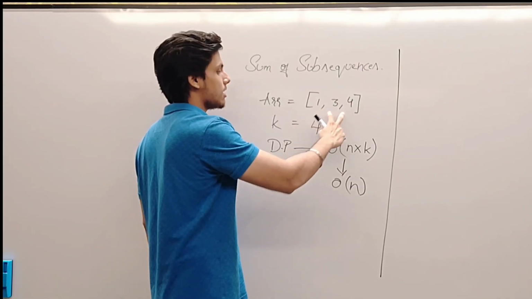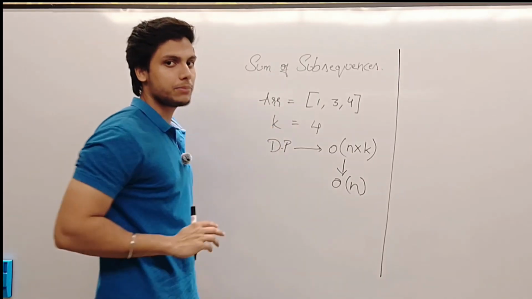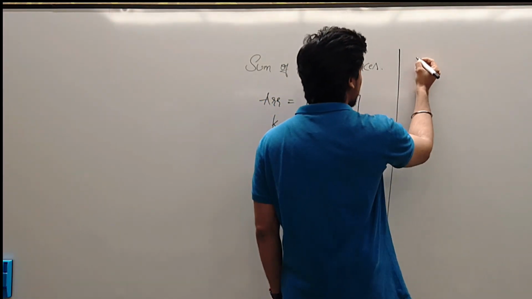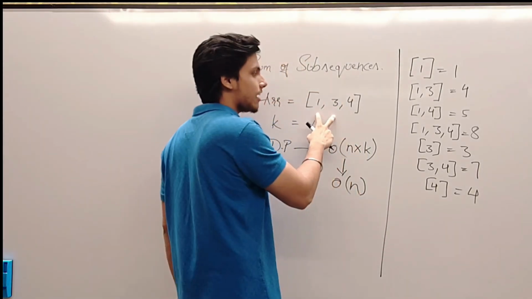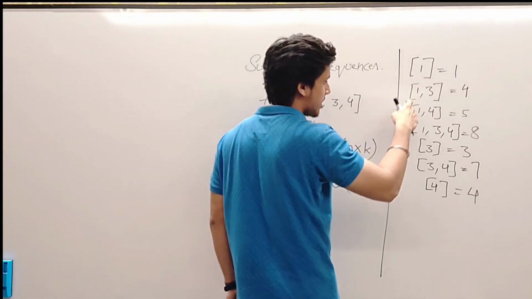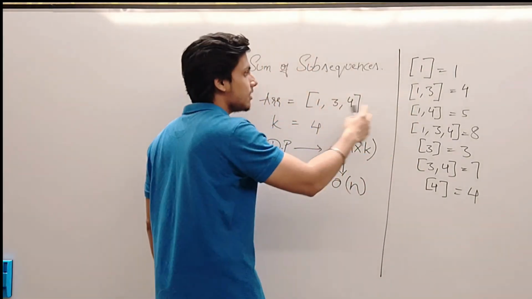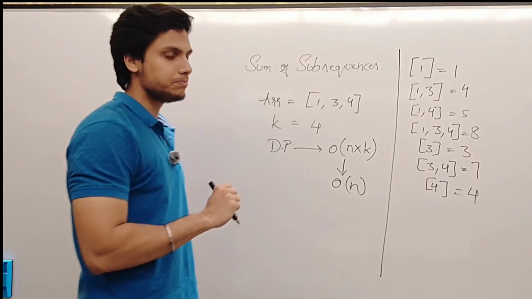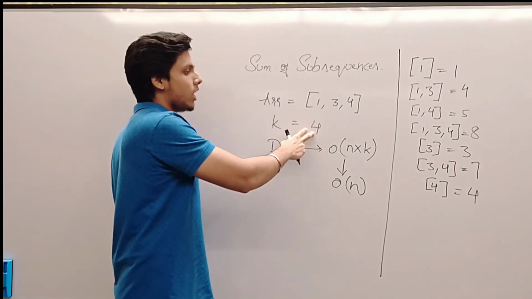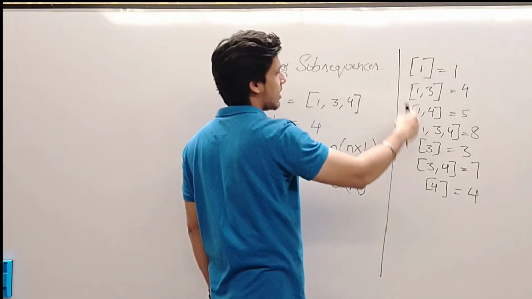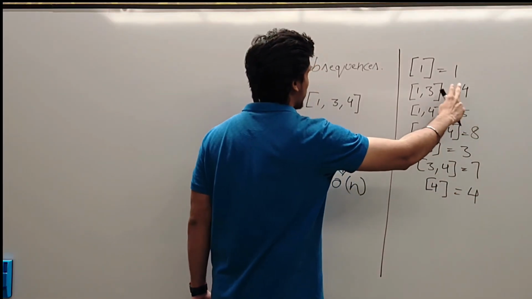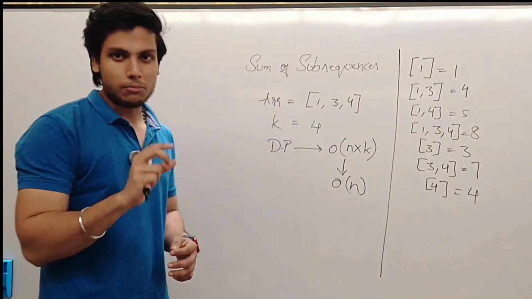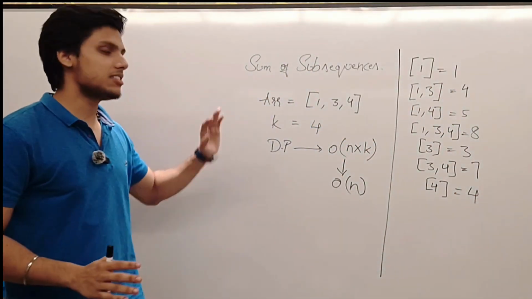what all possible subsequence sums are present in this array. So I'll just write it here. If you carefully see, these are all the subsequences present in this array, and these are the sums that are possible in these subsequences. So we'll give you a k, and you need to see whether it is in the possible sums or not, and tell whether that sum of subsequence is possible or not. So this is the problem.